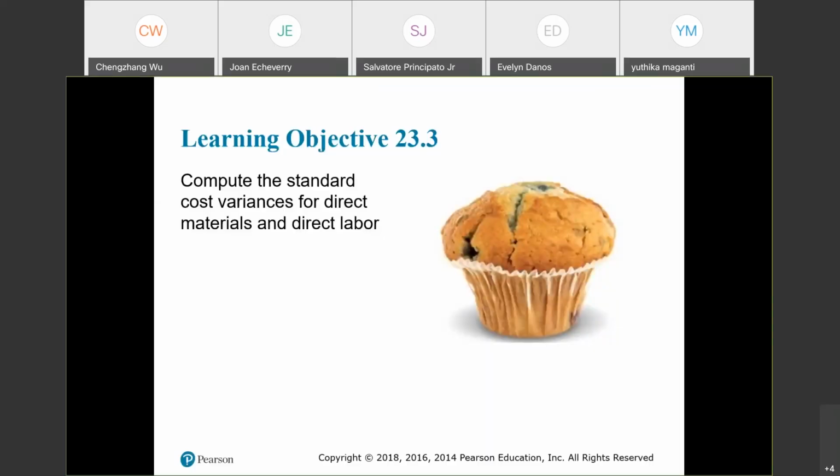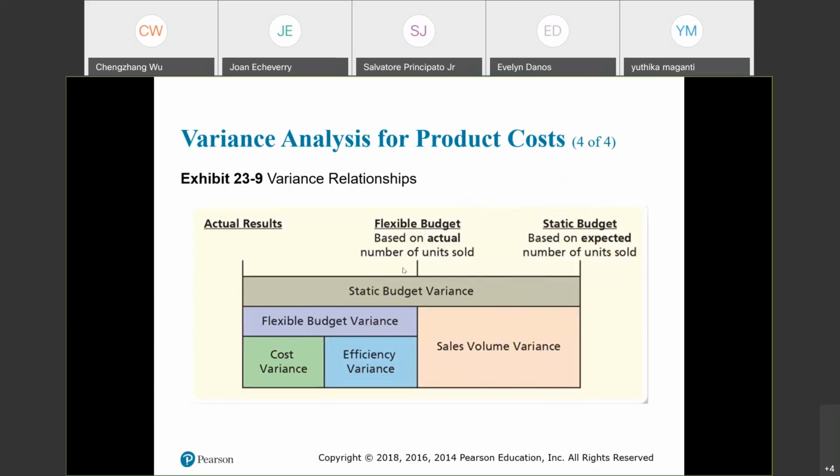Okay, if you do not have any more comments or questions regarding the second midterm, let's move ahead. So, in the last class, we looked at the flexible budget.